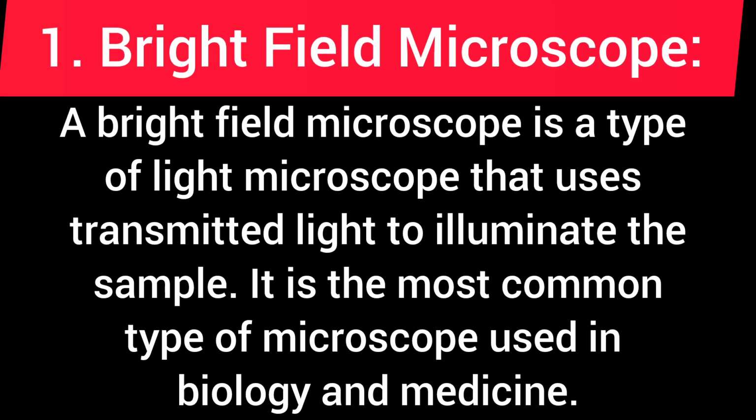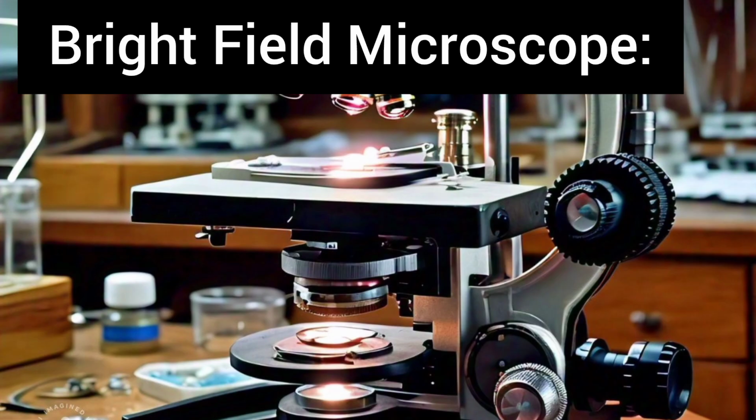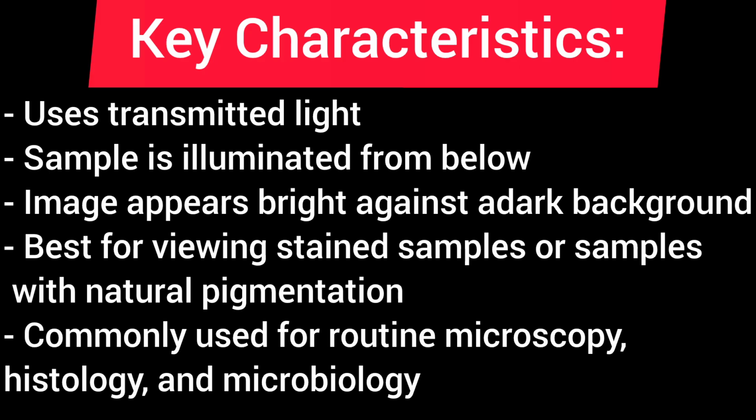A bright field microscope is a type of light microscope that uses transmitted light to illuminate the sample. It is the most common type of microscope used in biology and medicine. Key characteristics. Uses transmitted light. Sample is illuminated from below.